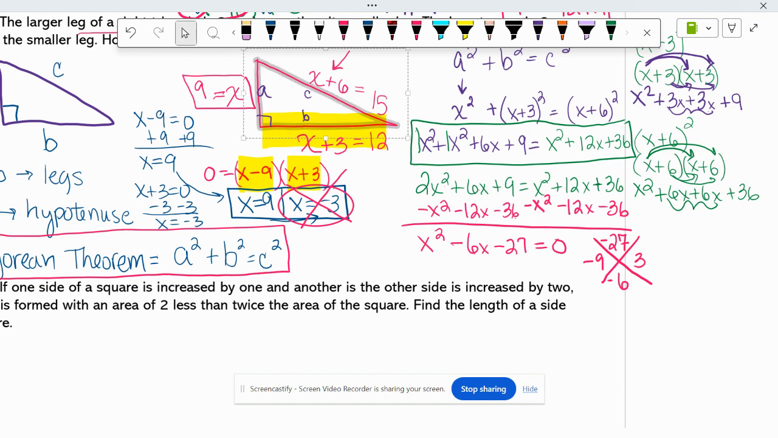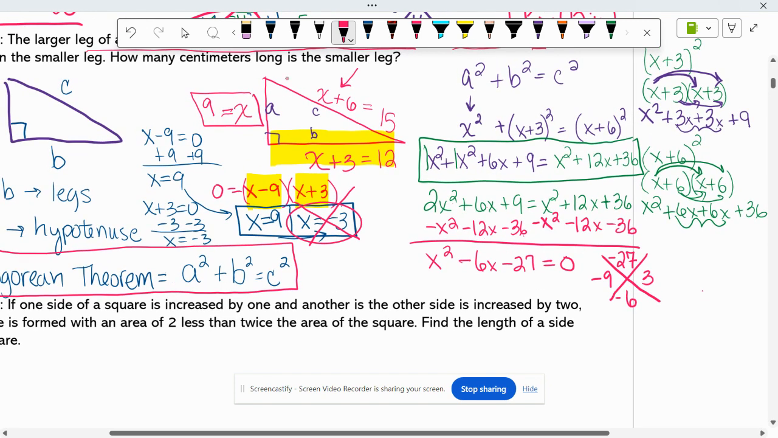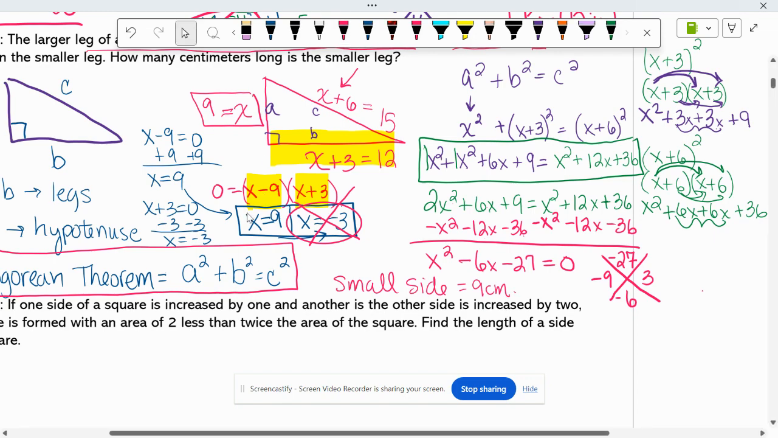So your side measures of your triangle are 9, 12, and 15. It asks you, what is the measurement of the smallest side? The small side is 9 centimeters.